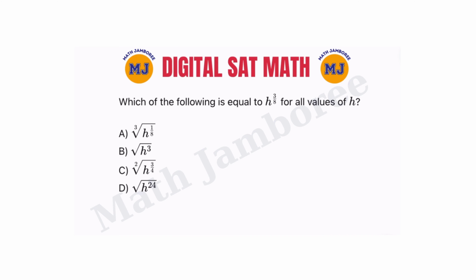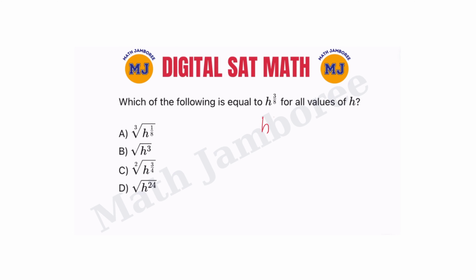So that being said, let's solve this question together. Which of the following is equal to h to the power of 3 over 8 for all values of h? A is the third root of h to the power of 1 over 8, B is the square root of h cubed, C is the square root of h to the power of 3 over 4, and D is the square root of h to the power of 24.